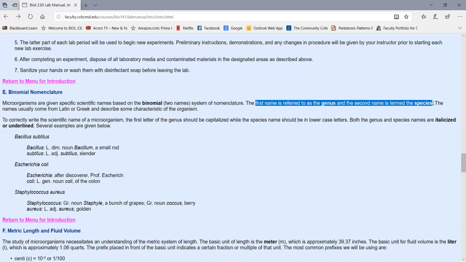So one of your objectives says to define genus and species. That means you should know that genus is the first of the 2 scientific names, species is the second. So in our illustrations here, Bacillus subtilis, Bacillus is the genus name, subtilis is the species name. With Escherichia coli, Escherichia is the genus name, coli is the species name. Staphylococcus aureus, Staphylococcus is the genus name, aureus is the species name. So that later on a lab quiz, if I ask you to name the genus of this bacterium, you know what I mean by genus. I want the first of the 2 scientific names.